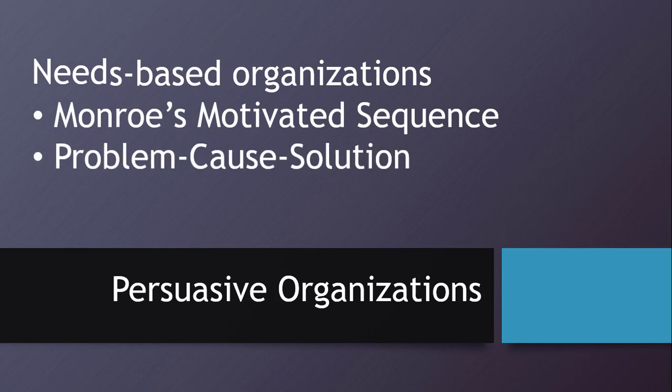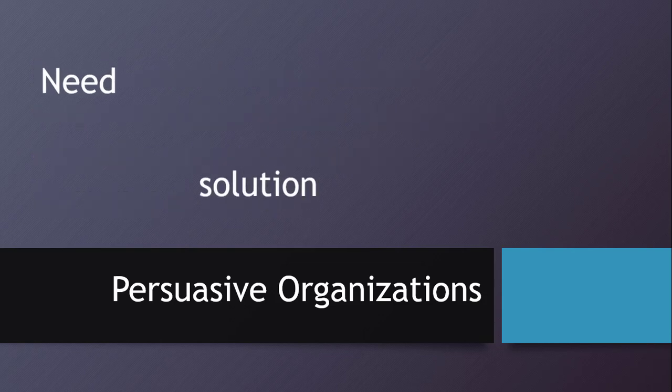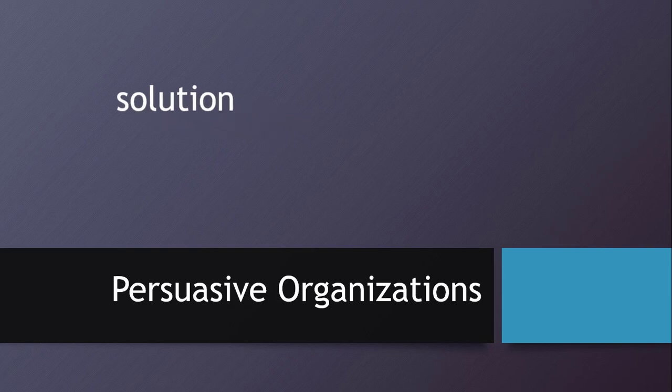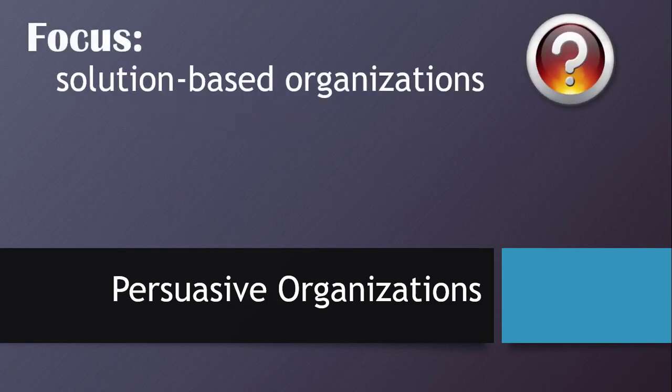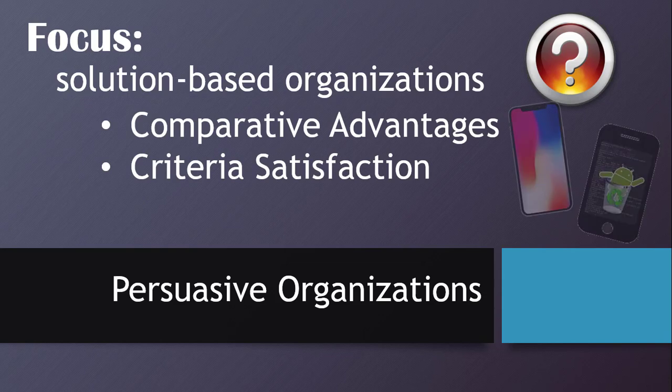Both of these organizational structures focus on showing us that there is a need that requires satisfying or a problem that requires a solution. But what if the audience is already aware of the problem or need, and what they are looking for is the best way to address it? This video will focus on two persuasive organizational structures that focus more on the solution than on the problem: comparative advantages and criteria satisfaction. To explain both of these, let's assume that we are considering trading in our existing smartphones.